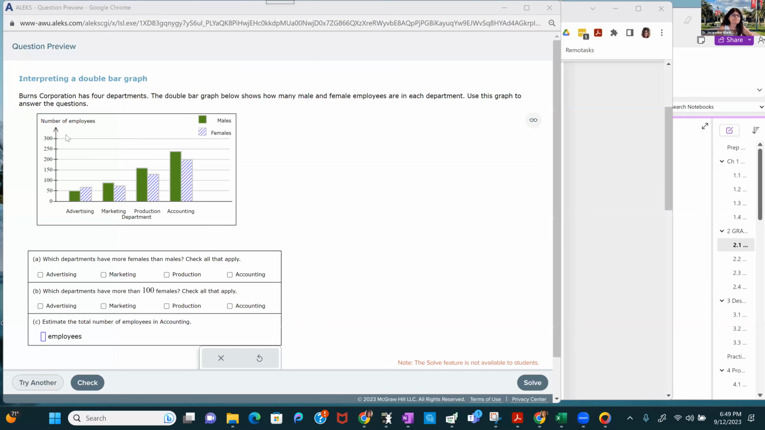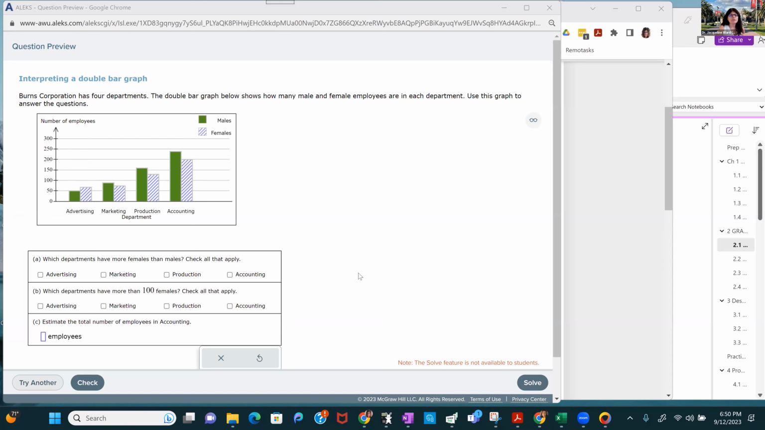And then we can also interpret a double bar graph. You guys have probably seen these around too, just on TV, in print, on brochures or something. Let's see, Burns Corporation has 4 departments. The double bar graph below shows how many male and female employees are in each department. Use this graph to answer the questions. So here, number of employees, and then down here are the departments. So in advertising, solid green gives you the number of males and the blue stripe gives you the number of females.